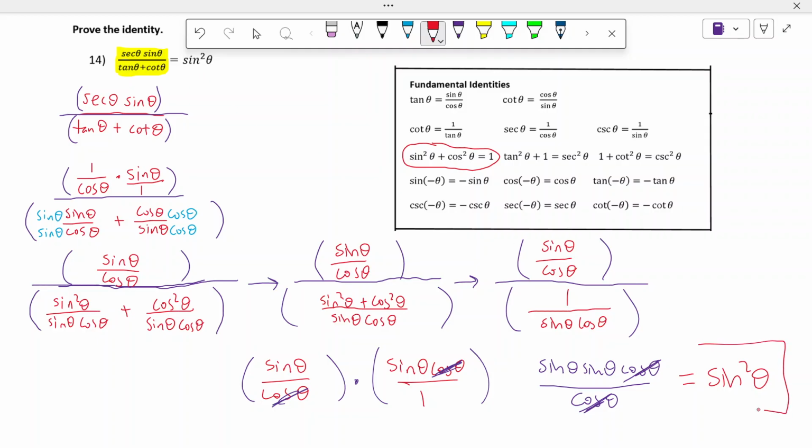We took this crazy left side and turned it into the right side. So since we can turn it into a sine square, check, we know that we've proven the identity. We've verified it.